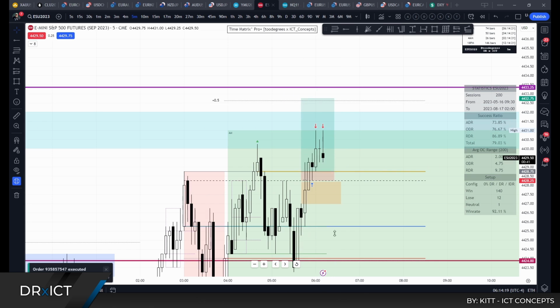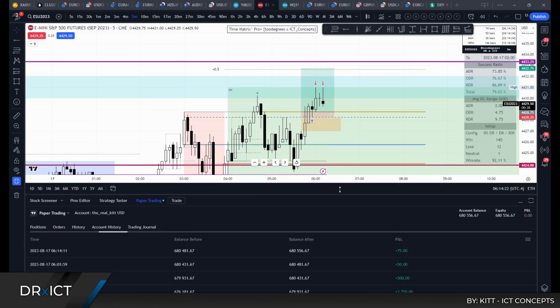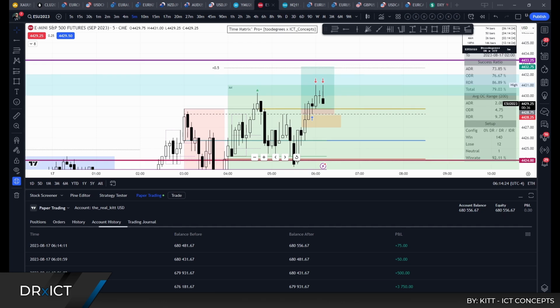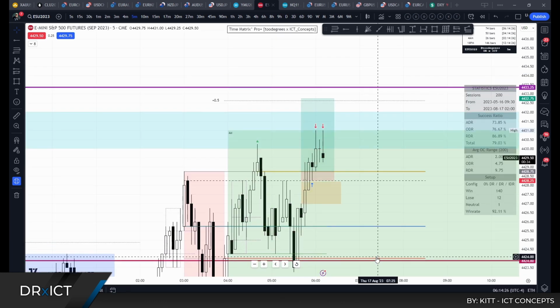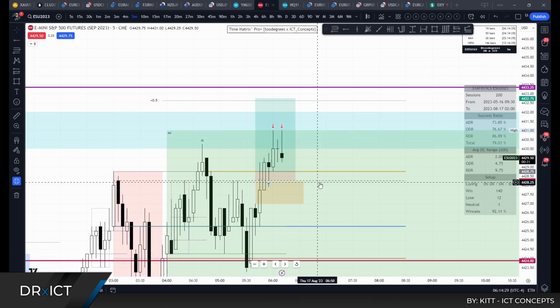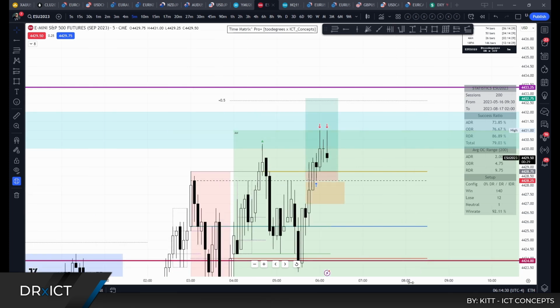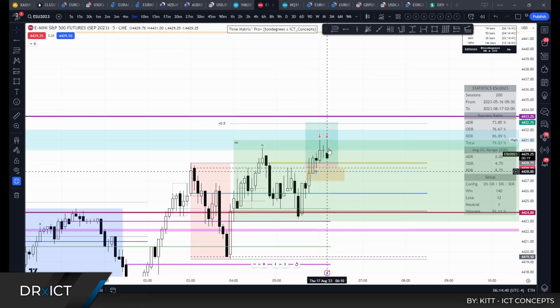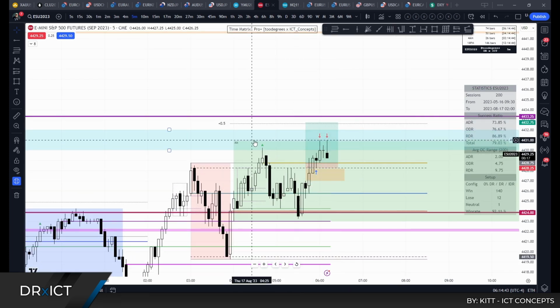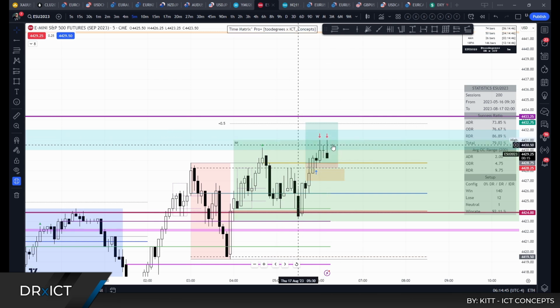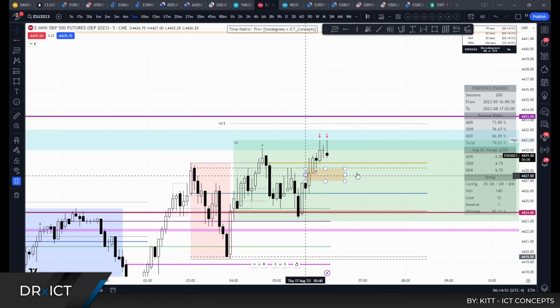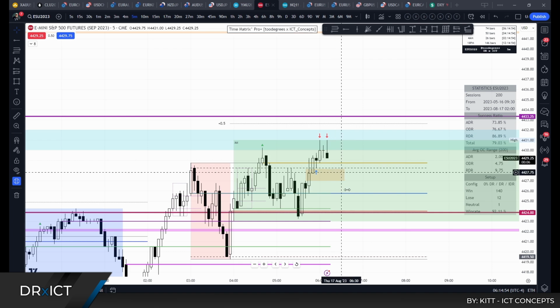Didn't lose. Didn't make a lot of money. It was a good entry. Paid for itself. Stayed green. There's more meat on this bone. But this fair value gap, we hit the 50% of this one twice, so we'll probably retrace and get another entry.